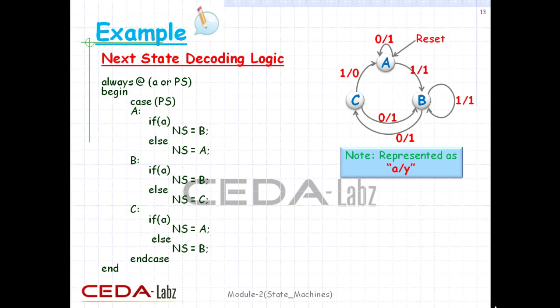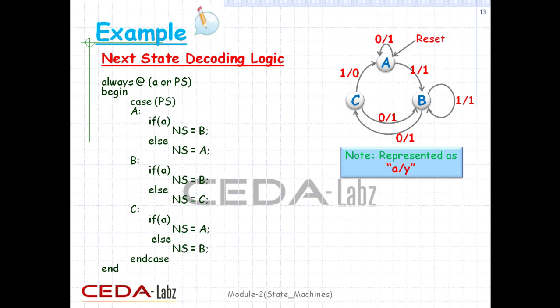Here is the design of the next state logic block. Obviously, the next state will depend on input A and the present state. Using a case statement, we are designing this block. When the present state is A, first case, then as we can see from the diagram, when A is 1, the next state is B, otherwise it is A itself. In the second case, if the present state is B, then according to the state diagram, when A is 1, the next state is B itself, otherwise it is C. Similarly, in case of state C, when A is 1, the next state is A, otherwise it is B.